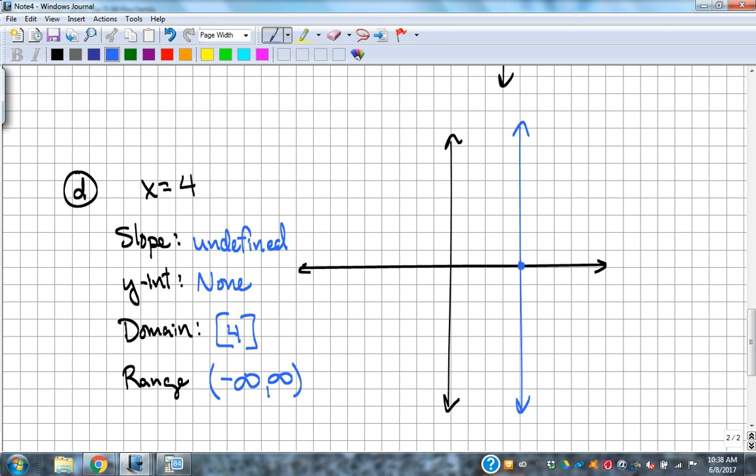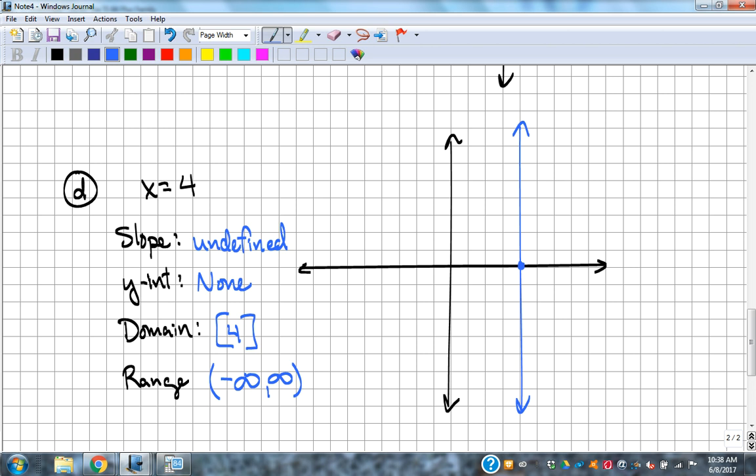Okay. X equals a number is a vertical line. X equals a number is going to be a vertical line. It's got what we call undefined slope, which means vertical line. Anytime you see undefined slope, you're talking about a vertical line.